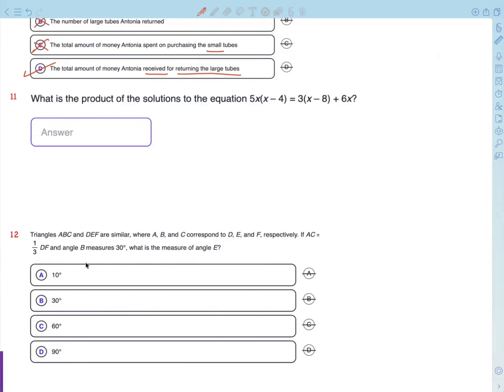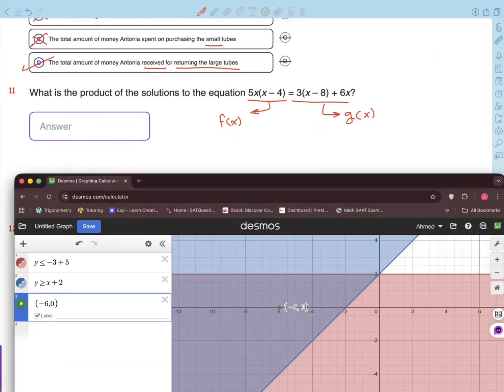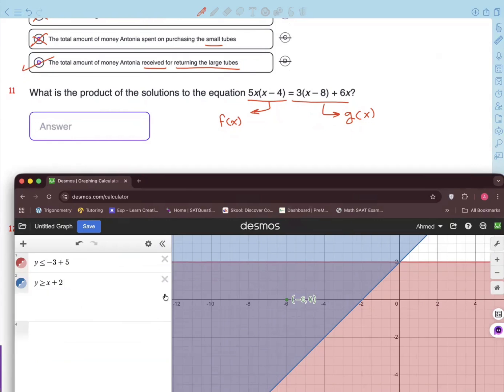You can use the product rule, which is C over A, but I think we can use Desmos to answer this question quickly. Just write the left-hand side as a function of x, and the right-hand side as a function. And we'll check the points of intersection between both, check the x-intercepts, then multiply them to find the product. So let's move again to Desmos.